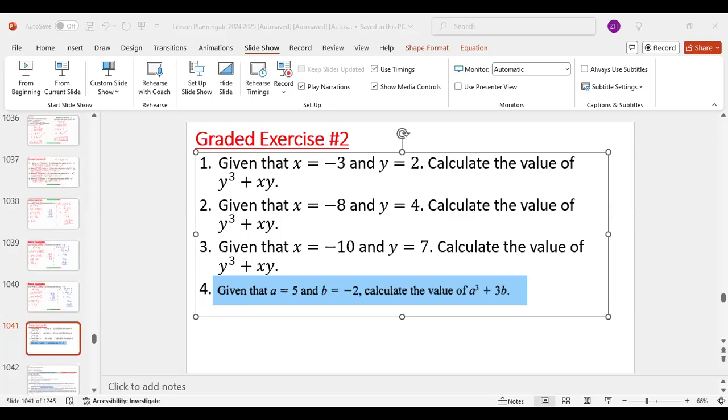Okay, the rest of you, what number y'all on? Finishing number 2. Tyreek, what number you on? Number 3. That's good. Tyreek, what number you on?